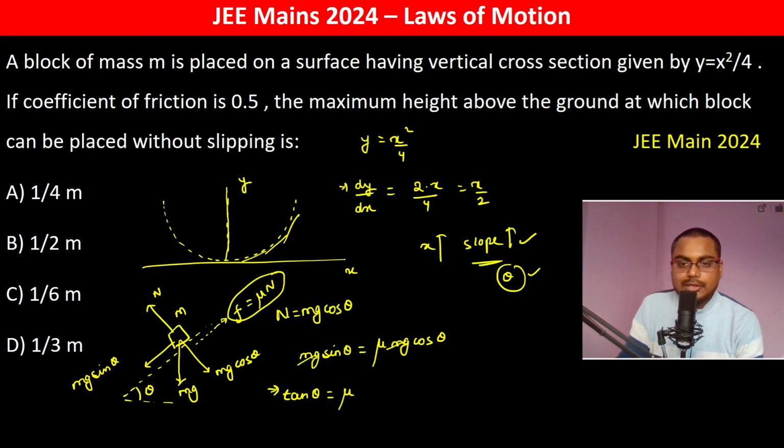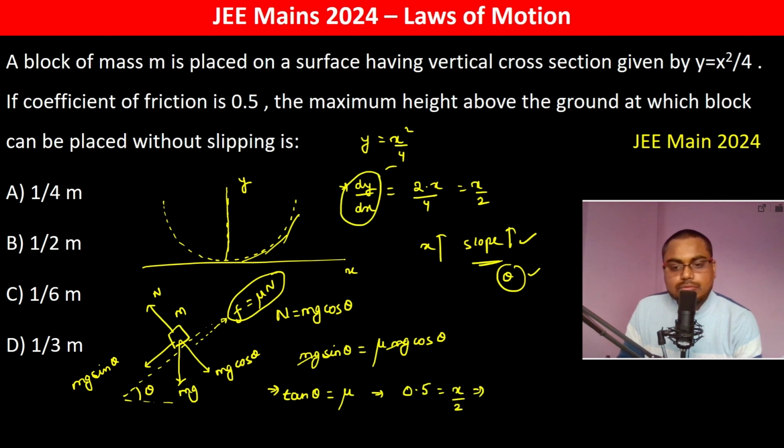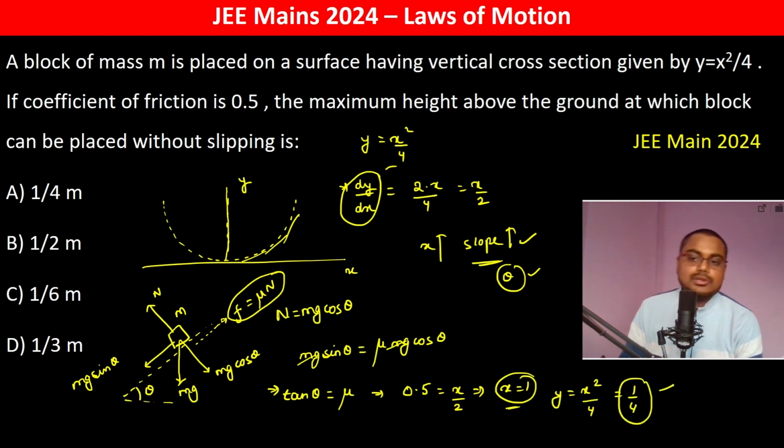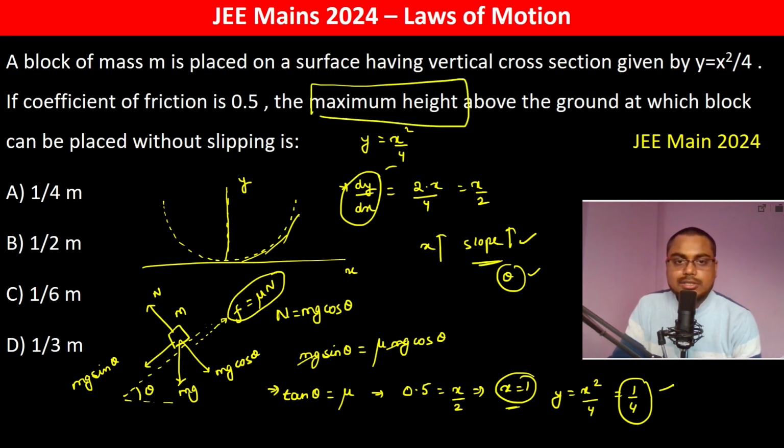Now what is tan theta? Tan theta is dy by dx. So therefore mu, that is 0.5, should be equal to x by 2. So x becomes 1. So therefore y will become x square by 4 which is equal to 1 by 4. So therefore the what is asked, maximum height. किस height पे slip करेगा, 1 by 4. इसके आगे वो slip करेगा ही करेगा.